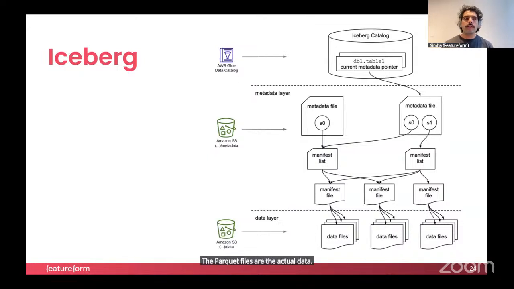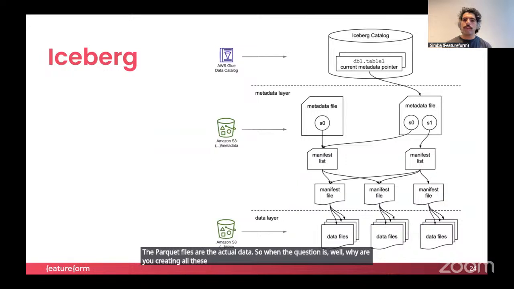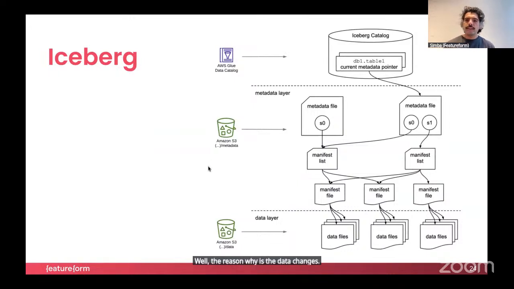So then the question is, well, why are you creating all these indirection levels? Why not just point me directly at the data files? Well, the reason why is the data changes. You can see here I have two metadata files.